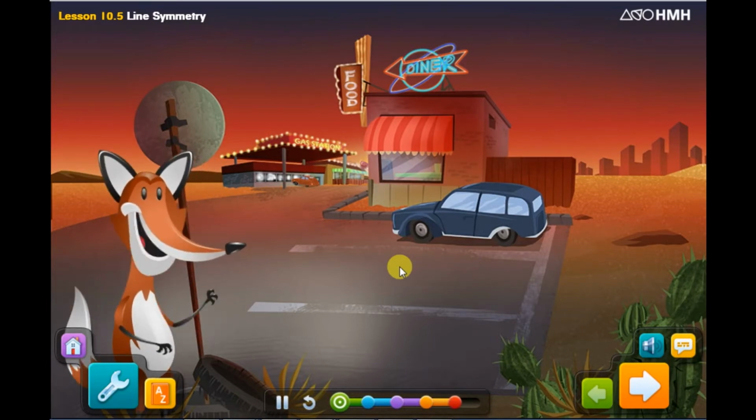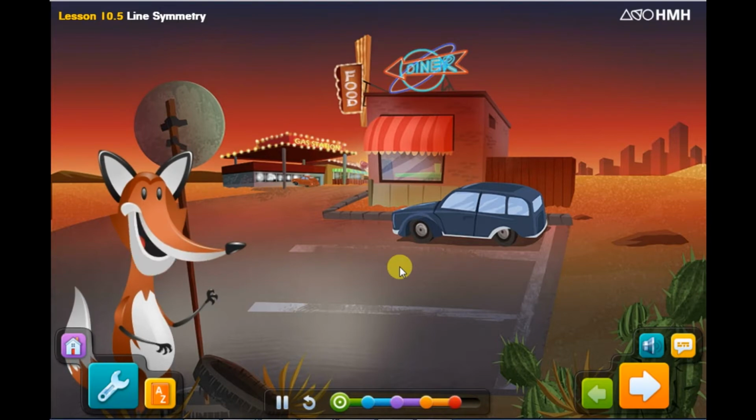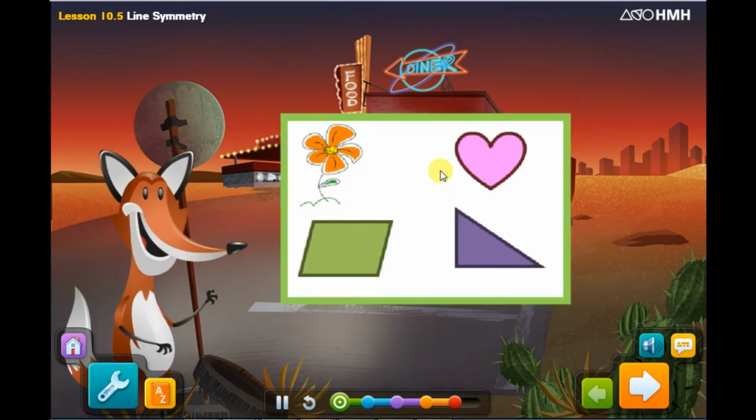Hello, folks. Looks like this family is taking a break from traveling. The kids are at the diner making thank you cards for the people they visited. They're looking for shapes they can cut out and fold into cards. Take a closer look at the diner to see what shapes the children have to choose from. Do you think a flower would look nice cut out and folded into a card? Or would a different shape work better?